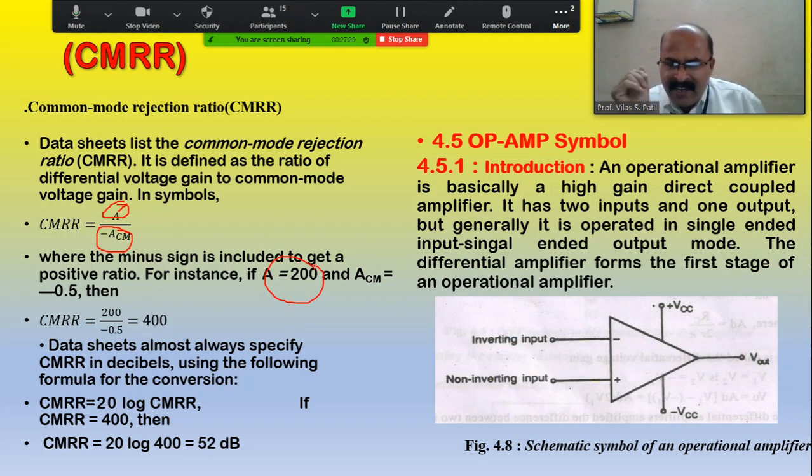But generally it is operated in single-ended input, single-ended output mode, and the differential mode forms the first stage of the operational amplifier. Inverting input, non-inverting input असं म्हटलं जातं मित्रांनो. इथं इन्व्हर्टिंग इनपुट आहे, हा दाखवलेला आहे. इन्व्हर्टिंग इनपुट हा नेगेटिव्ह साईन दाखवलेला आहे, कारण या दोघांच्या मध्ये फेज रिव्हर्सल असतं.